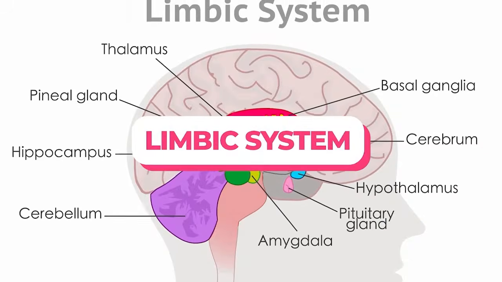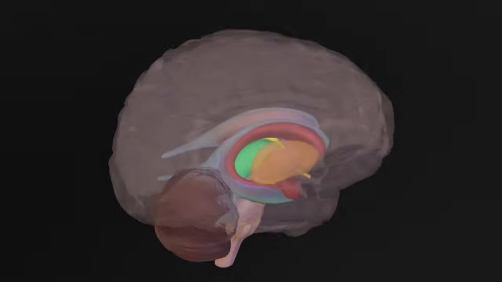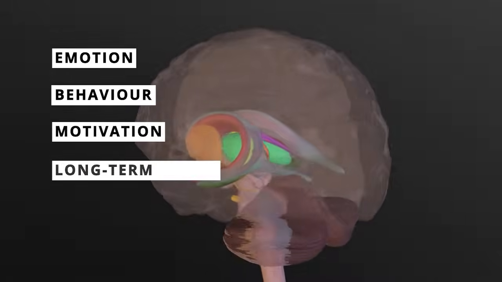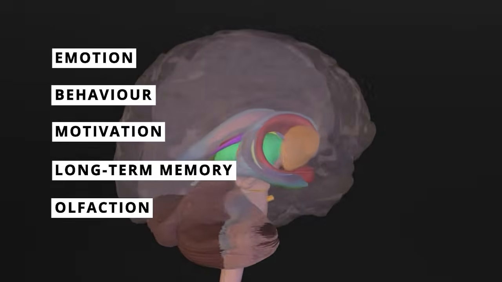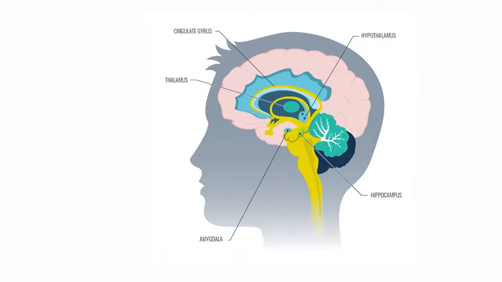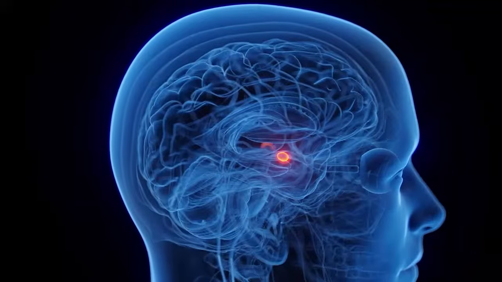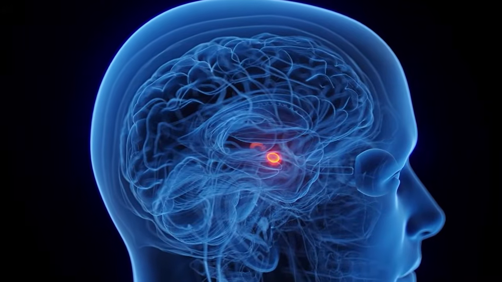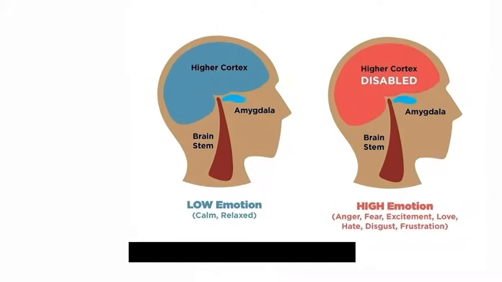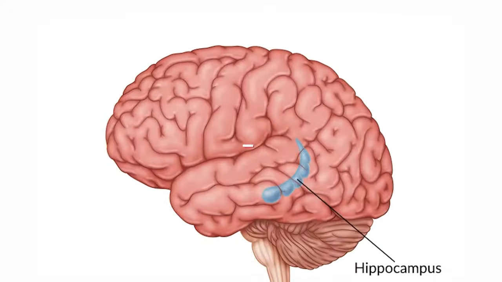Limbic system. The limbic system is a collection of structures in the brain involved in various functions including emotion, behavior, motivation, long-term memory, and olfaction. The limbic system is a group of interconnected structures. Here are some of the primary components. Amygdala. A small, almond-shaped set of neurons located deep within the brain's medial temporal lobe. It's key in processing emotions, especially those related to fear and pleasure.